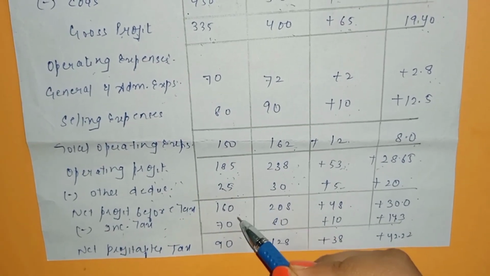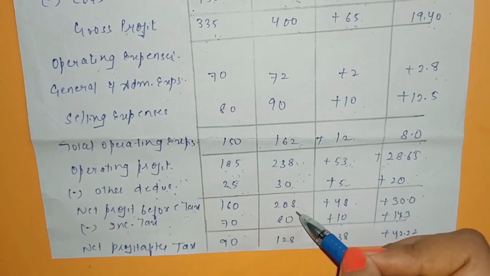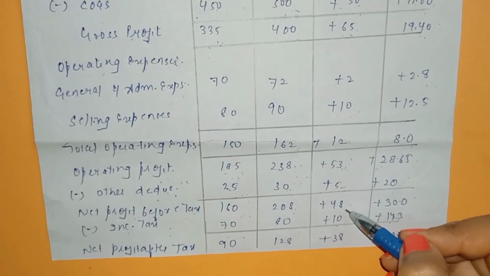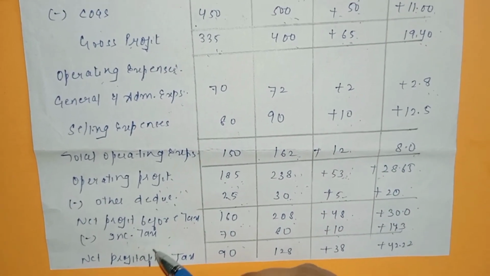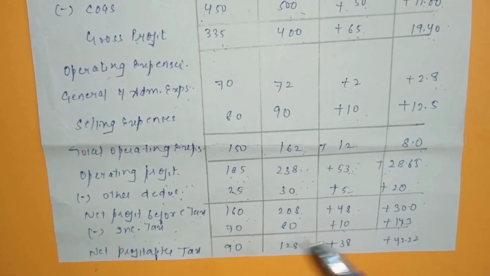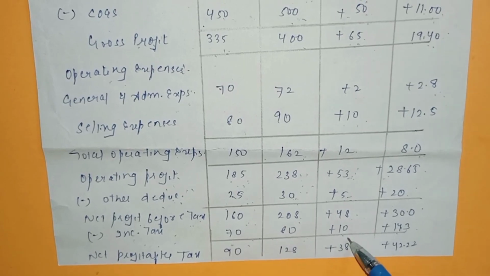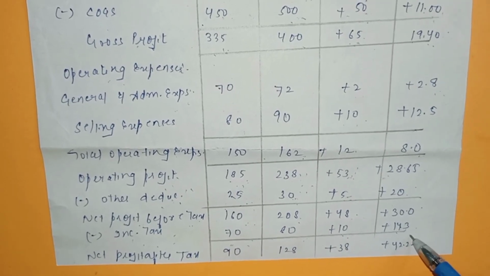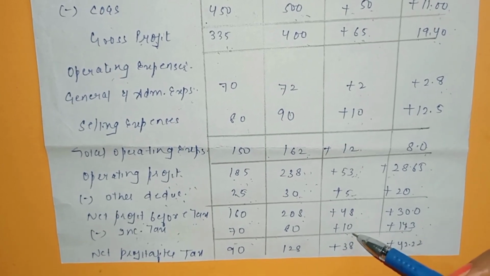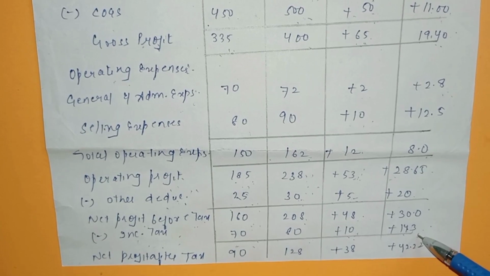So it is 160. If we deduct 30 from 238, it will come 208. If we deduct 5 from 53, it will come 48. Then the tax is given, that is 17 in case of 2010 and 18 in case of 2011. Again there is an increase of 10,000 in both of these years. If we want to find out the increase or decrease in the percentages, we will have to find out 10 divided by 70, that is 14.3, right?